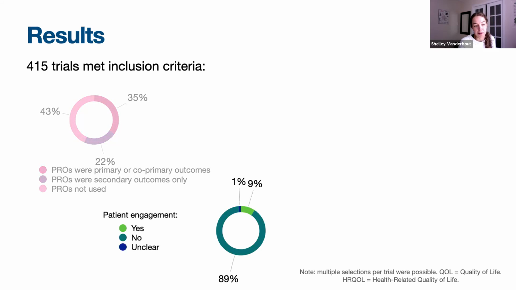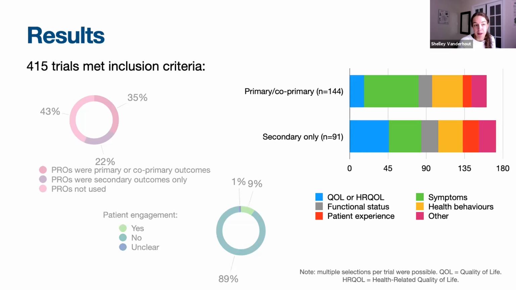We also wanted to understand if patients were engaged in the research process. And we only found that in 9% of all 415 trials were patients reported to be engaged, whereas in the remainder of the trials, it was either unclear or not reported. And finally, in terms of types of PROs used, among both primary and co-primary, as well as secondary PROs, the most common types of PROs used tended to be symptoms, health behaviors, and quality of life or health-related quality of life.